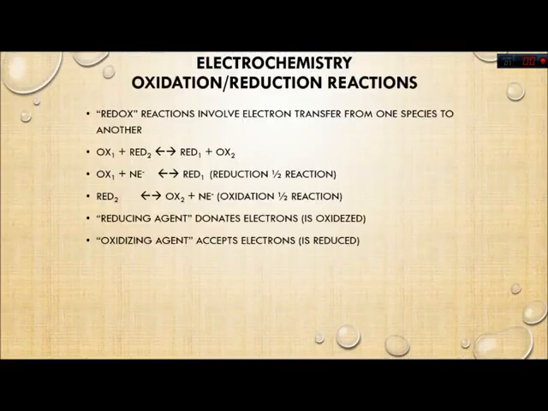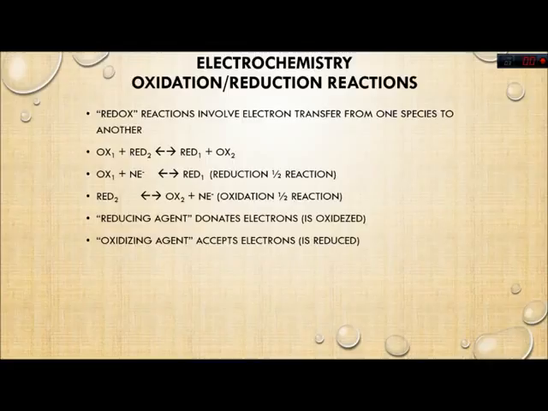The terms are oxidation, reduction, reducing agent, oxidizing agent. I don't think these are new terms for you. These have already been taught in the previous standards. Oxidation is a loss of electrons. Reduction is a gain of electrons. And a redox reaction involves the transfer of electrons from one species to another. That is, a combination of oxidation and reduction leads to a reaction known as the redox reaction.